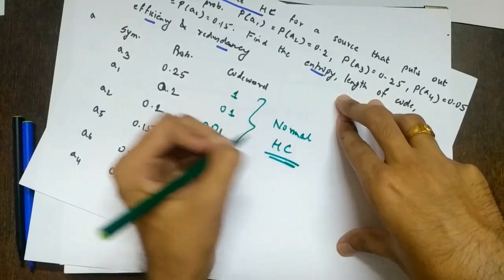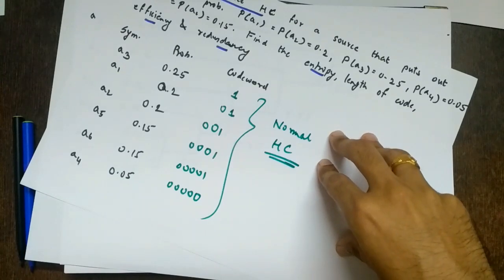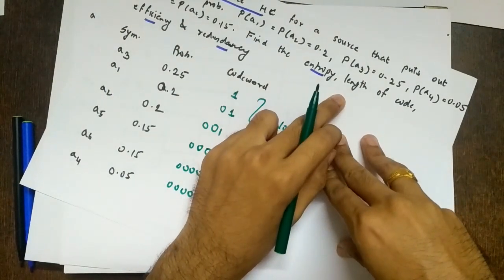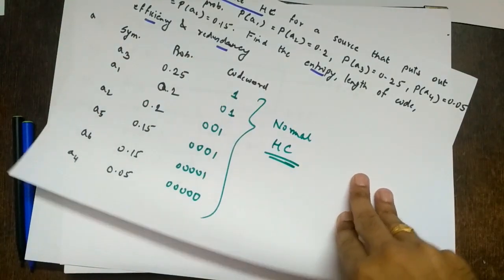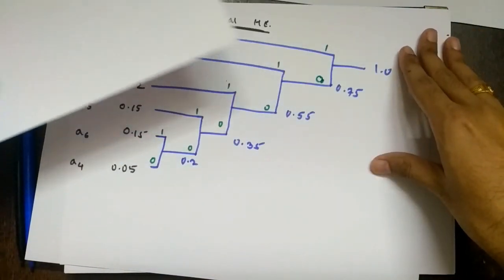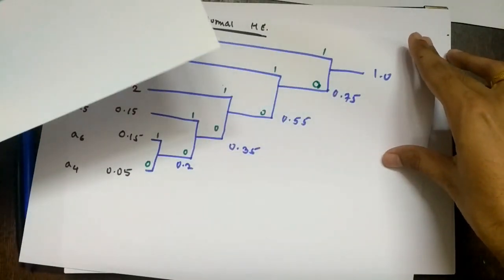Normal Huffman code, not a minimum variance Huffman code. Then what do we have to find? Entropy, length of the code, efficiency and redundancy. That we will not find for this; we'll find it for minimum variance only. So I hope it is clear how to solve using normal Huffman code.